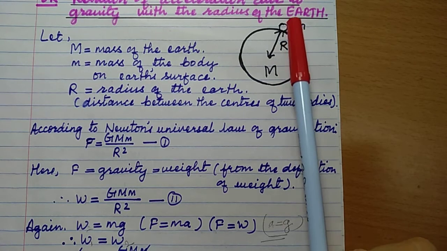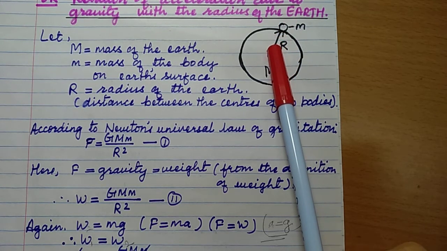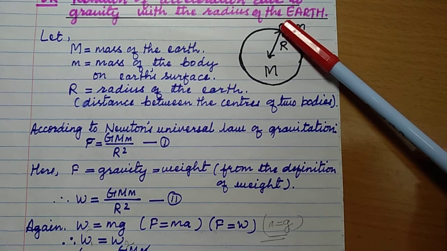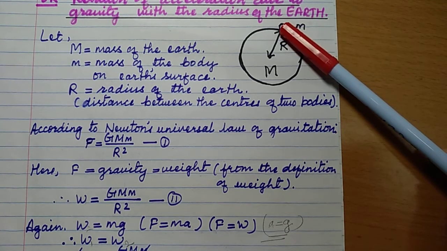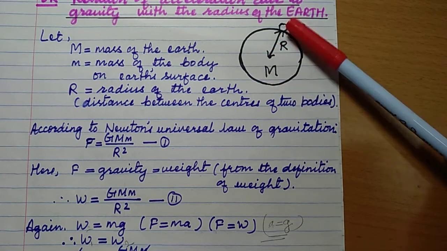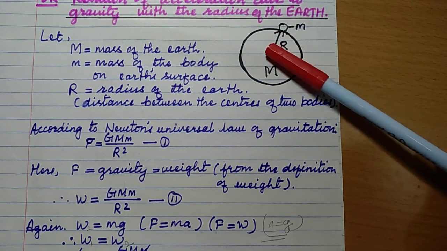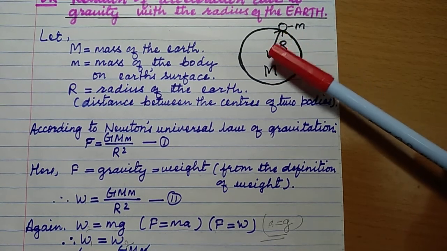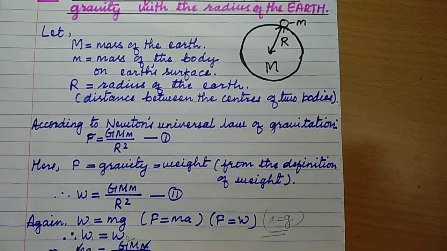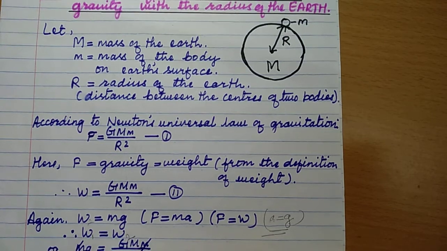Radius is considered as the distance between the centers of these two bodies, but you can see this length is not coming from the center of the body, but this distance is very small, negligible. That is why the radius of the earth is considered as the distance between the centers of the two bodies. So this way r square is the same as d square.